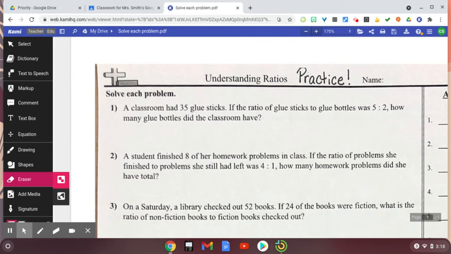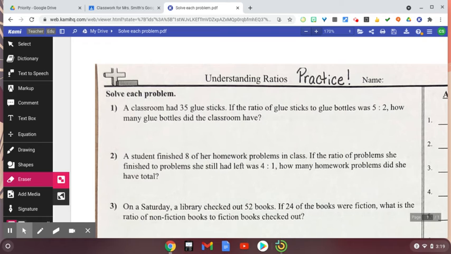Whether you were here or you were not here on Wednesday or Thursday, we did this understanding ratios. So the first three problems I'm going to go over with you, you're going to see that there's three different ways to solve them. So we're still going to go on the same premise of trying to find an equivalent ratio. So if you take a look at number 1, it says a classroom had 35 glue sticks. If the ratio of glue sticks to glue bottles was 5:2, how many glue bottles did the classroom have?